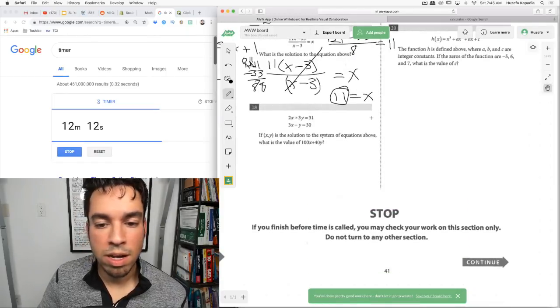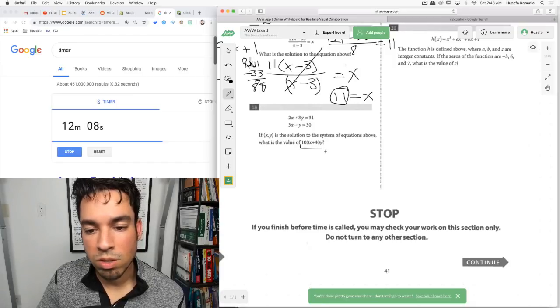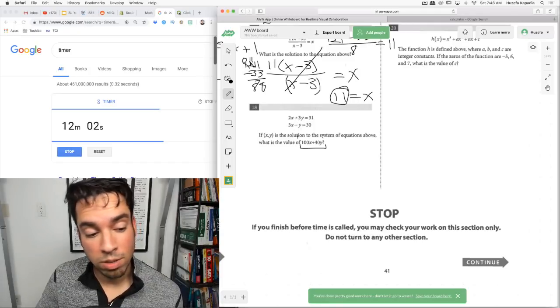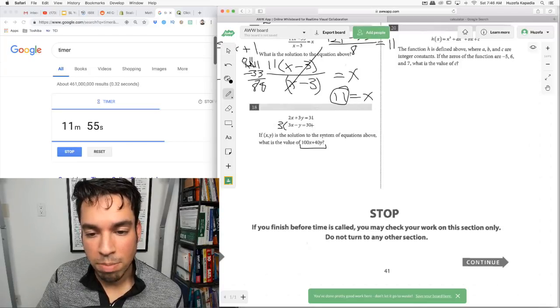Next, x and y is the solution of the system above. What is the value? Okay, so remember this. Don't just solve for x and y. We need to get this, but let's solve the system. And I'm thinking elimination. I always defer to elimination. It's my favorite. But see, we can match the y's up. We already got a negative y down there. So I'm going to multiply the entire bottom equation by 3.